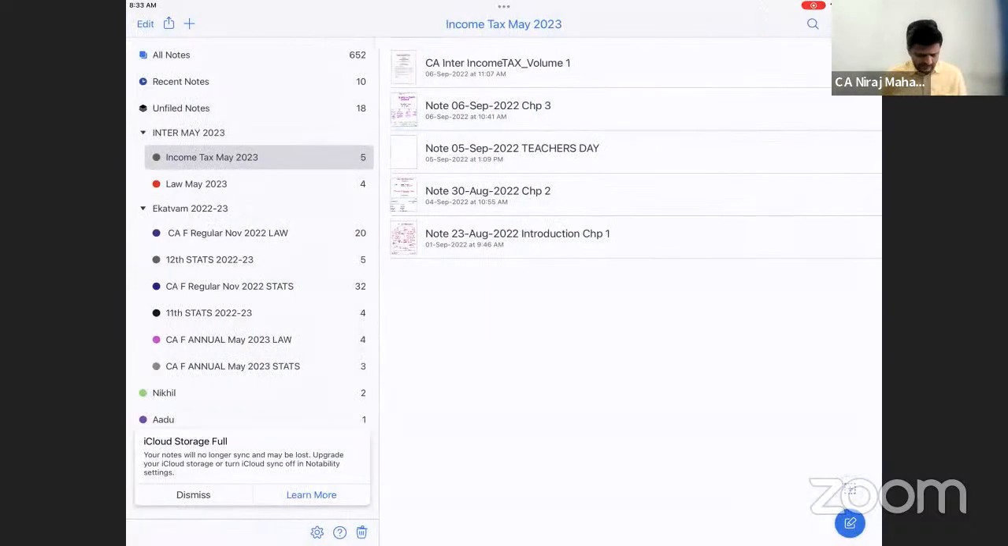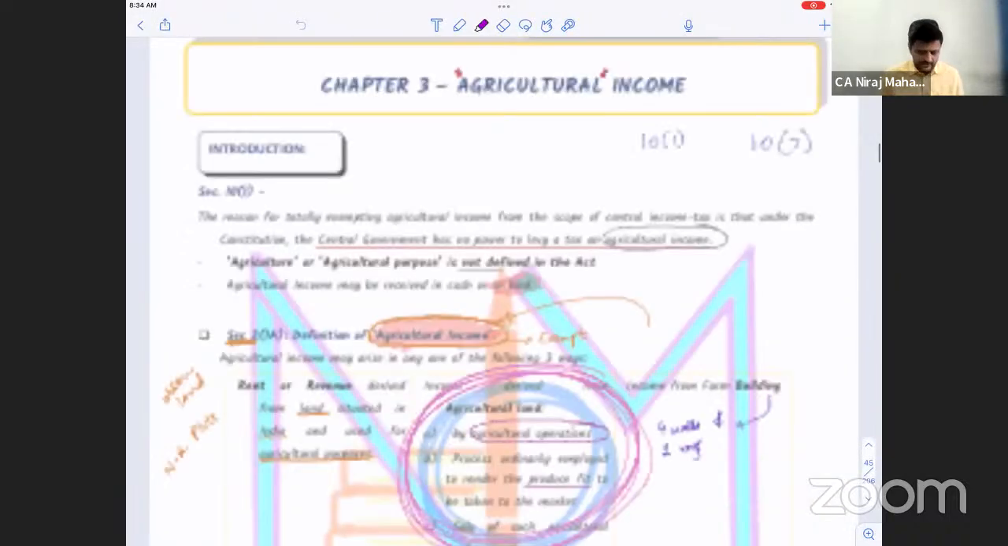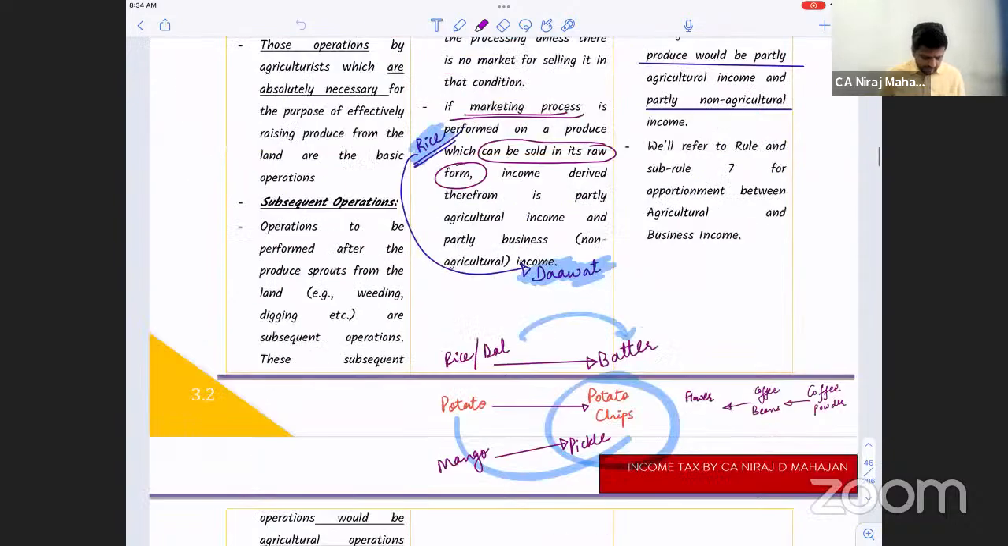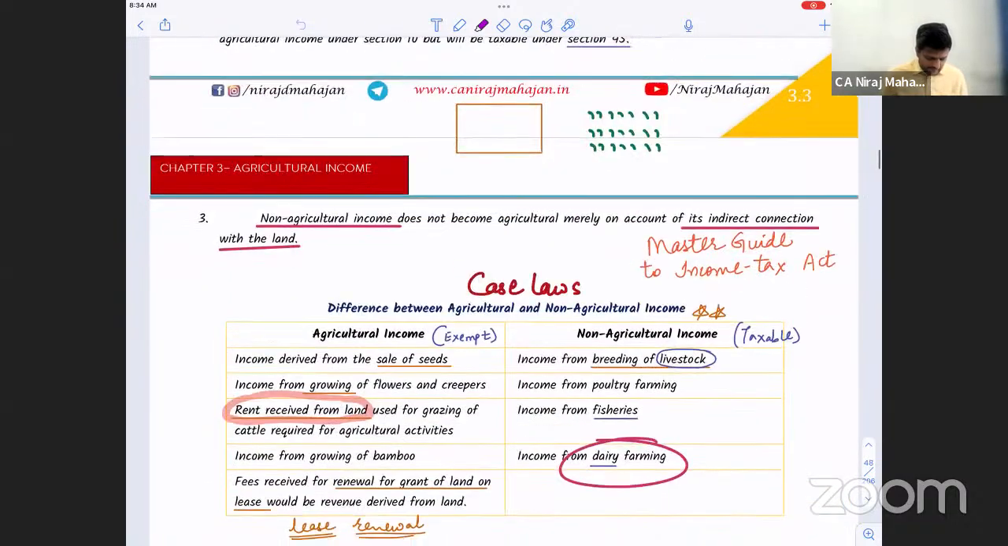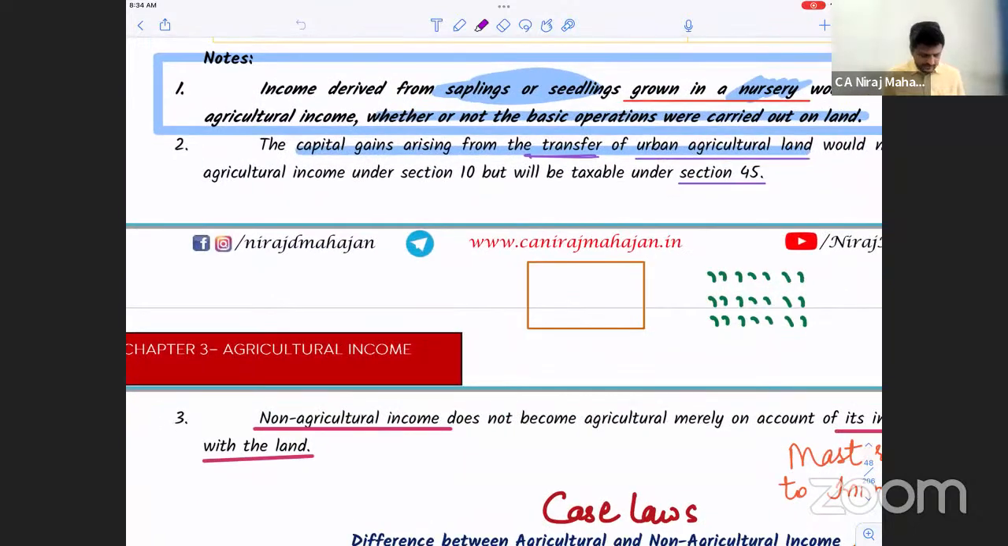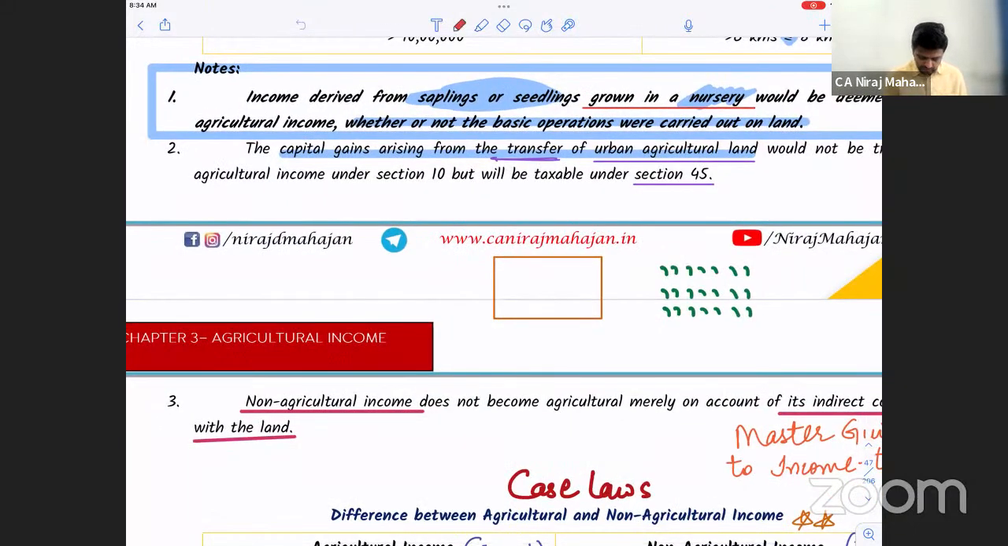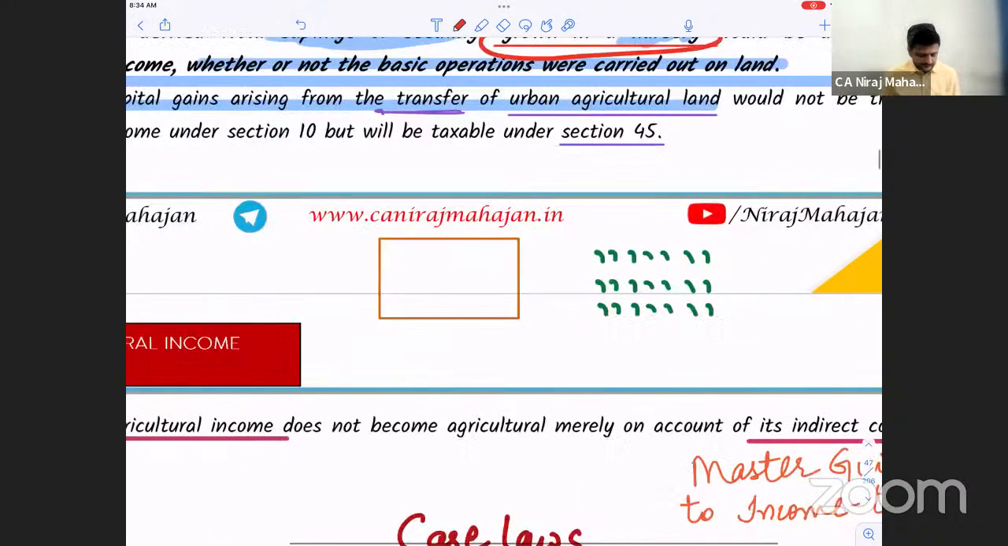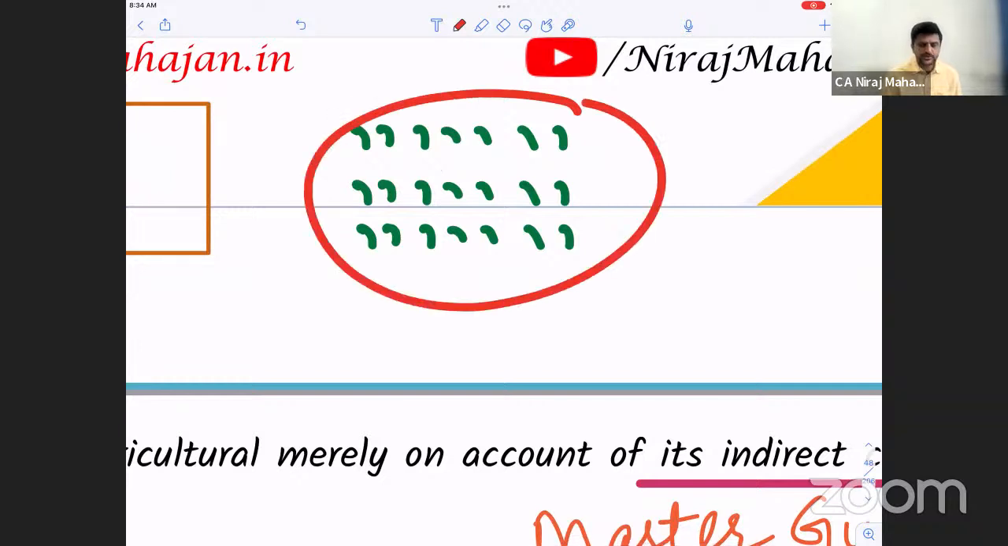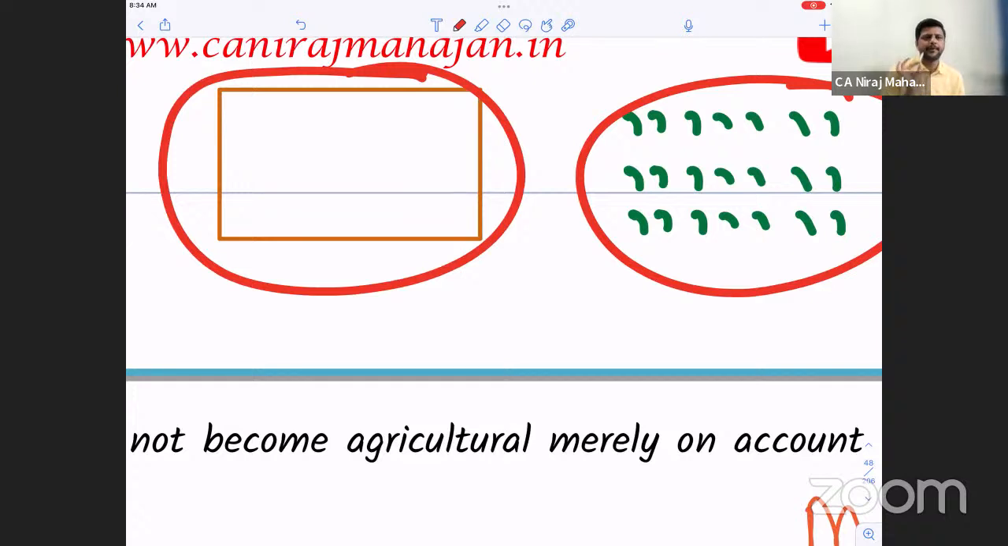So that was the first important part of this chapter, the types of agricultural income. Apart from that, we have seen a little bit of notes also. Nursery income we have covered. It is exempt. Then I also told you, sale of agricultural produce is revenue income, so this is definitely exempt. But sale of the land itself is capital income. This is taxable. Clear? I had told you this point.